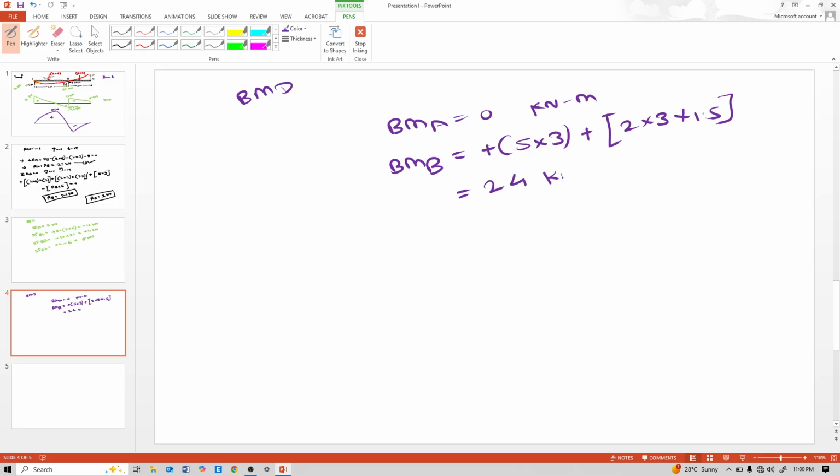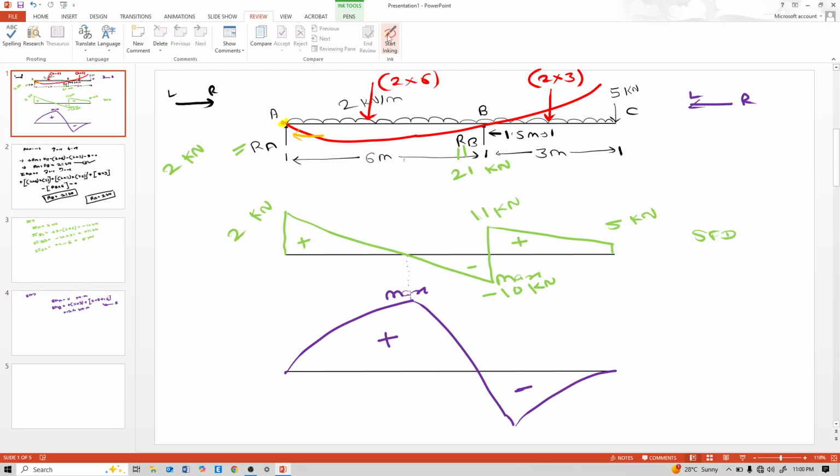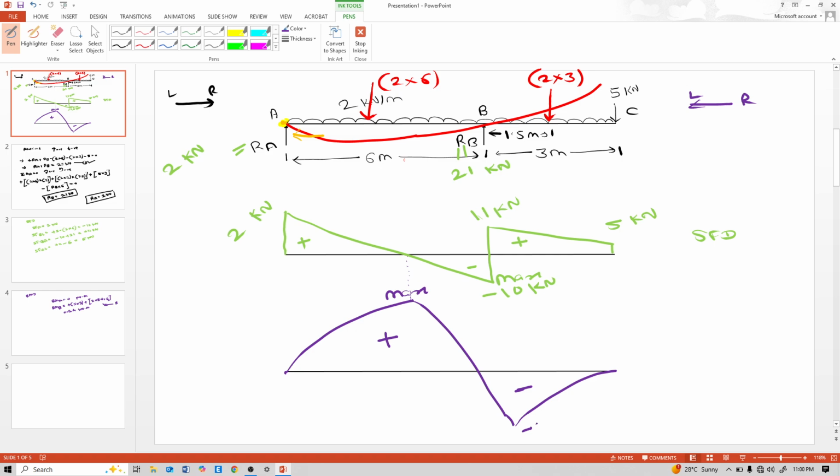And remember, a very important point: when we calculate bending moment from right to left, change this sign. This is positive, change to negative. And see, our diagram shape is also correct. Here it is minus 24, here it is 0, and here also 0.